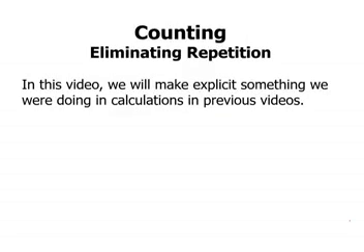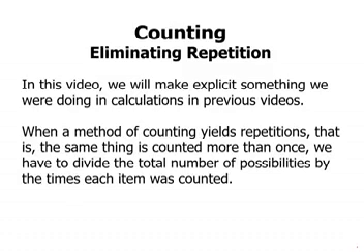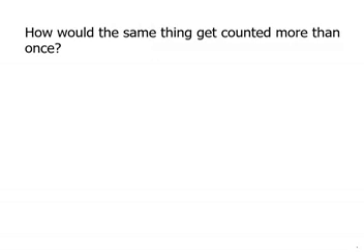In this video, we will make explicit something we were doing in calculations in the previous video. We're going to make it explicit and expand the idea a little bit. When a method of counting yields repetitions, that is, the same thing is counted more than once, we have to divide the total number of possibilities by the number of times each item was counted. So that's what we were doing in the previous video.